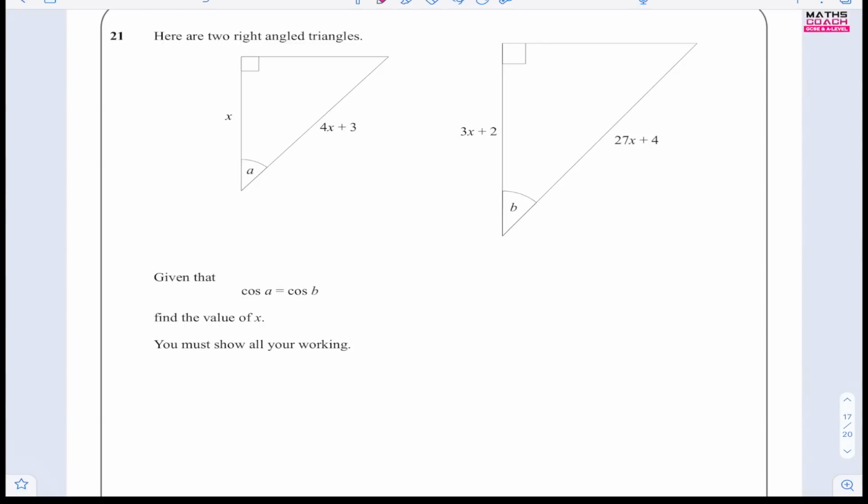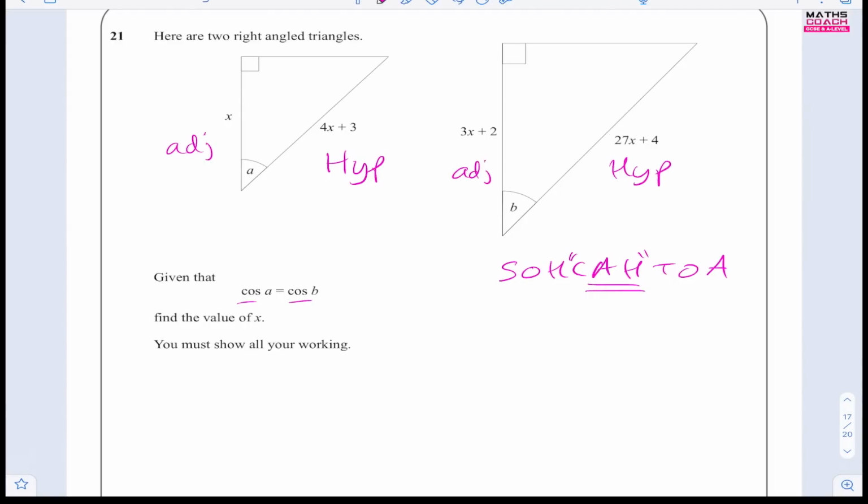So we are going to be using SOHCAHTOA here. So let's write that down. And since we already know that we are going to be dealing with cos, let's highlight the cos part of it. So let's go ahead and label our first triangle. This will be the hypotenuse, and this side here will be the adjacent. And of course on this side we'll have the hypotenuse, and this side here will be the adjacent.